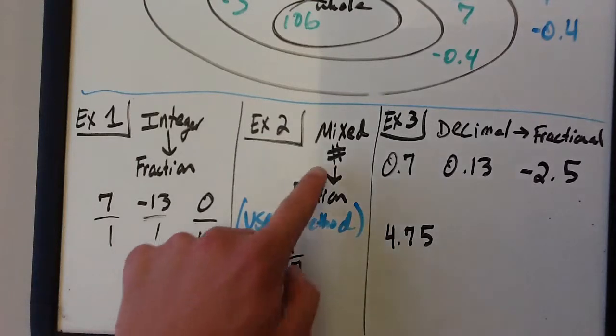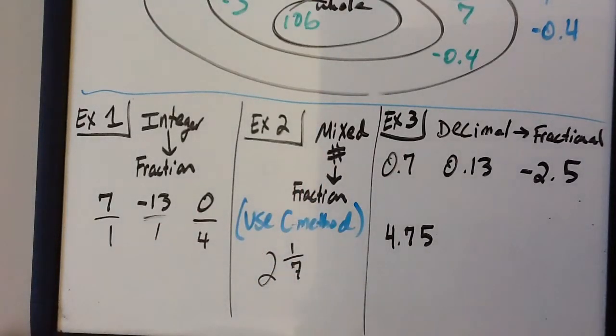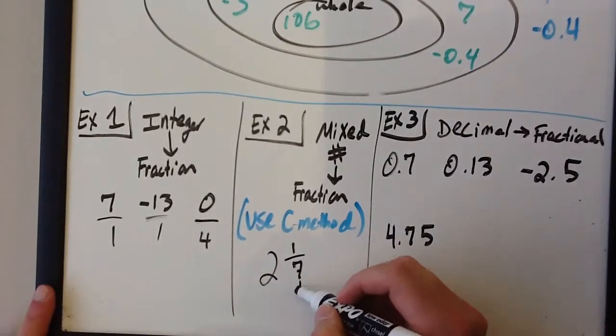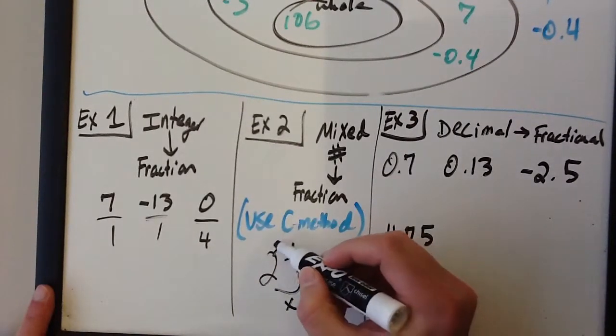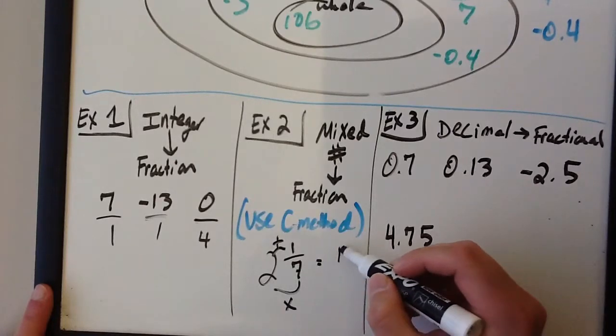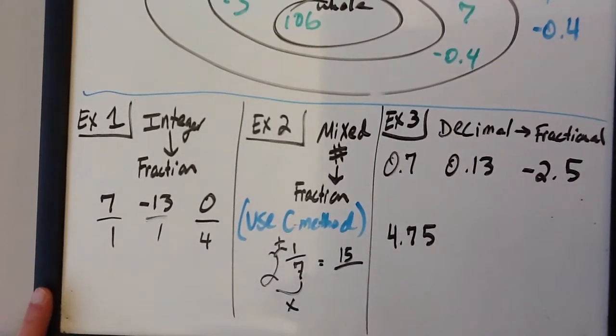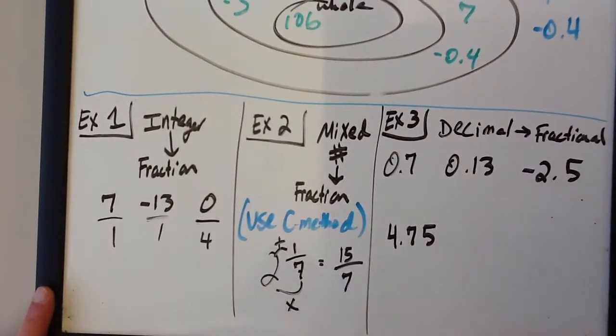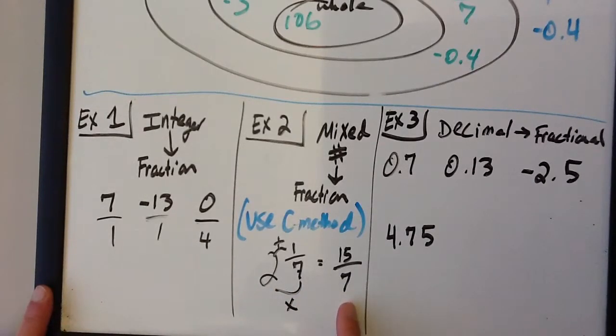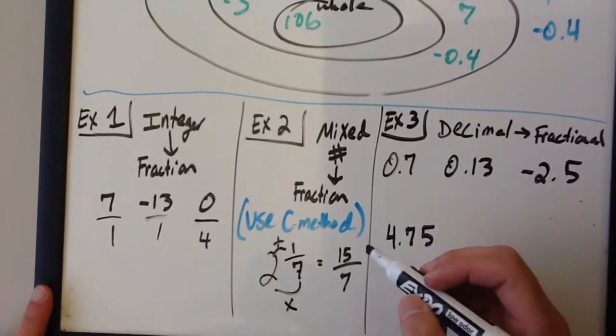Next, we have a mixed number, and we're going to take this to a fraction in the form a over b. We've done this before by using the C method. Multiply 7 times 2 plus 1, that is 15, all over the original denominator, which is 7. So 2 and 1/7 is the same thing as 15/7.